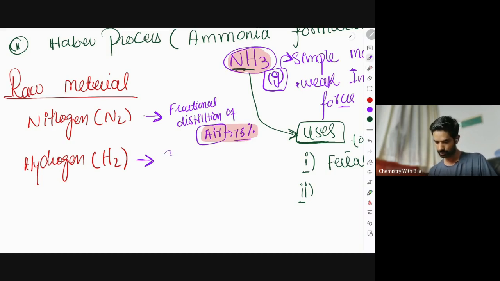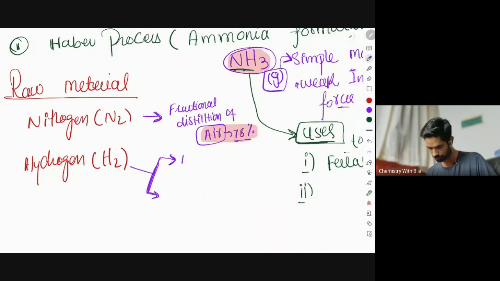Sources of hydrogen, there are two different sources of hydrogen. One is you can have hydrogen from the electrolysis of water. Electrolysis of water भी कह सकते हैं या aqueous salts भी कह सकते हैं. And the other is cracking of hydrocarbons.